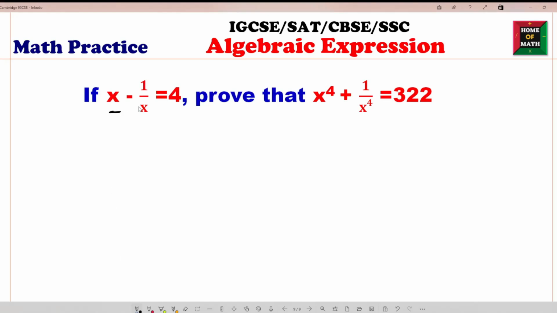If x minus 1 by x equals 4, prove that x to the power 4 plus 1 by x to the power 4 equals 322.